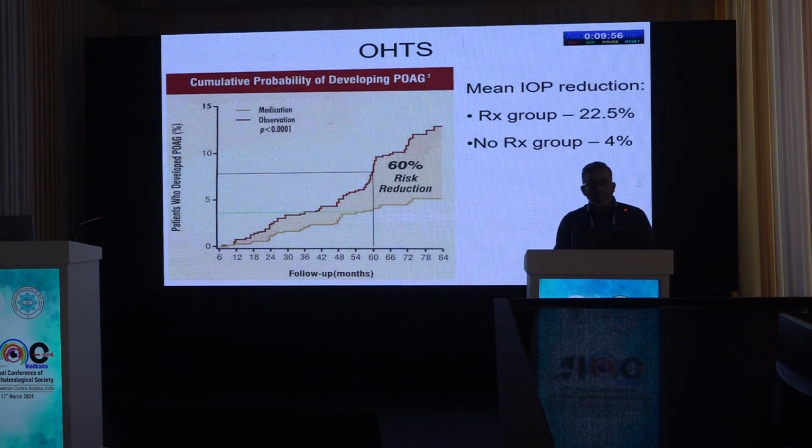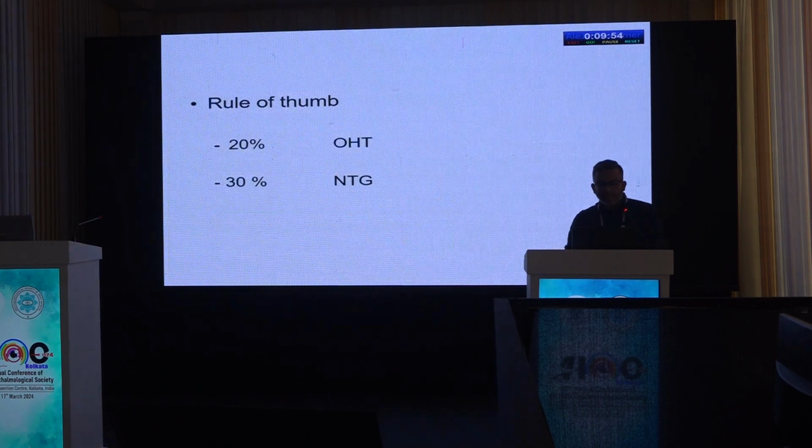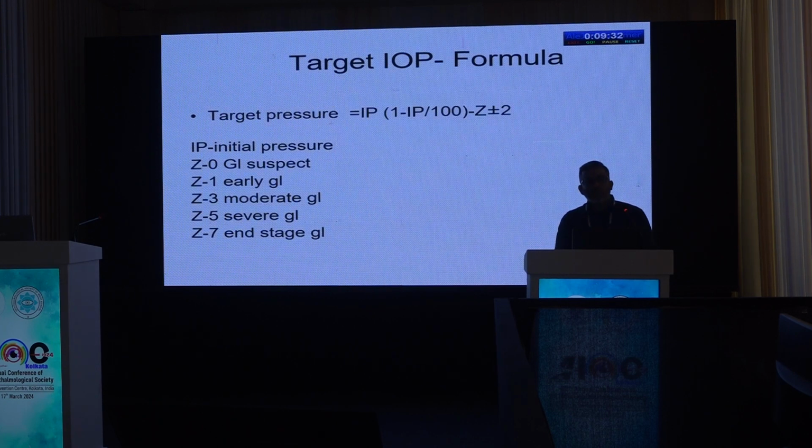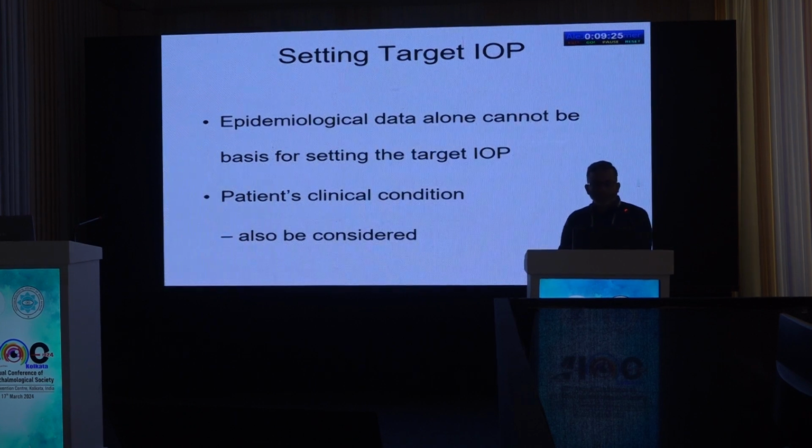The OHT and NTG studies gave some guidelines: a 20% reduction in the Ocular Hypertension Study and 30% in the NTG study, with which there was no progression or it was lesser. But just these won't be enough. We can't brand everyone as OHT or NTG and say 20% is enough or 30% is enough. There were some target IOP formulas which were proposed. Again, it is not very practical to sit and calculate all this.